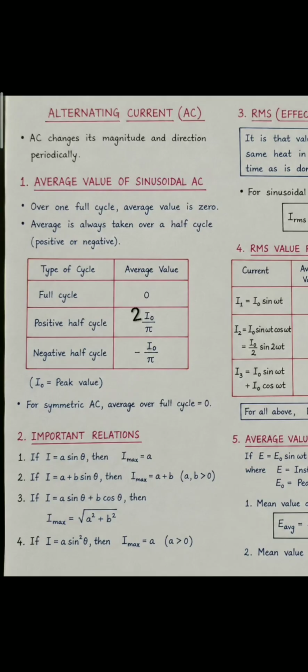And important relations: if I is equal to A sin theta, then I max is equal to A. If I is equal to A plus B sin theta, then I max is equal to A plus B, if A, B are greater than 0. If I is equal to A sin theta plus B cos theta, then I max is equal to root over A square plus B square. And if I is equal to A sin square theta, then I max is equal to A.